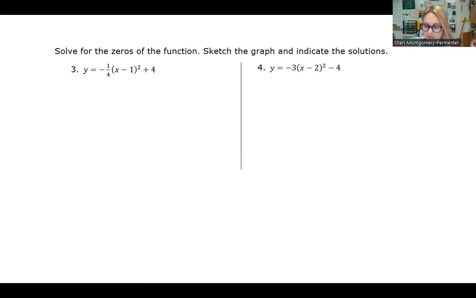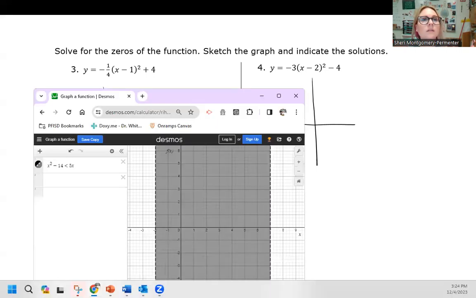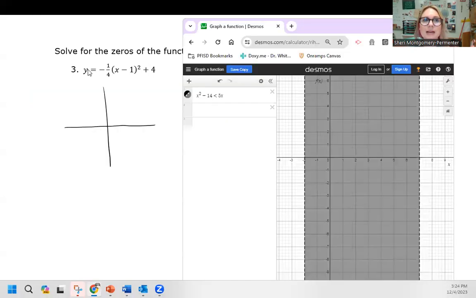The next two problems, we are going to use Desmos again. It says solve for the zeros of a function. To do that, we're going to sketch a graph and indicate the solutions. So for both of these, I'm going to sketch a graph, but I'm going to use Desmos to help me. To do that, I'm going to type in exactly what I see.